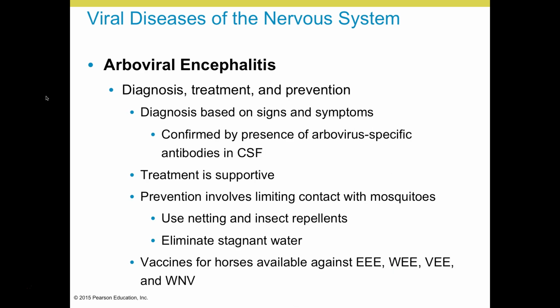Diagnosis, well, the best way to find out is to look into the cerebrospinal fluid, since it causes encephalitis. Prevention: repellent, netting, and as you pretty much know that we live in an area that has many mosquitoes, eliminate the stagnant water. There are vaccines for horses in these different types of West Nile viruses or arboviral encephalitis.